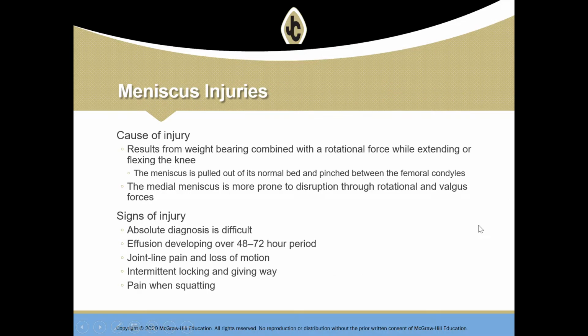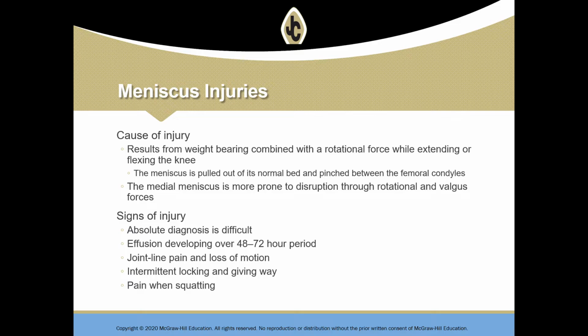Okay, more injuries. Meniscal injuries. These result from weight bearing combined with a rotational force. So think about our meniscus, our soft tissue. You've got bone on either side of the joint. If you bring pressure down to that and twist on it, it's going to cause a tear. The medial meniscus is more prone to disruption through rotation and valgus stress. Okay, so when we get a valgus stress, we usually get an MCL injury. So we have MCLs and meniscus coming together a lot when they're injured.